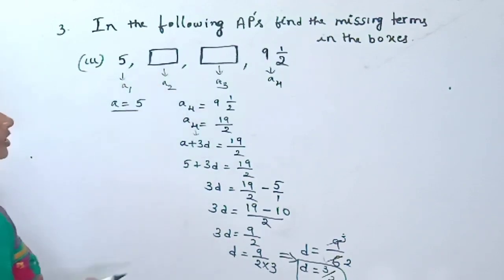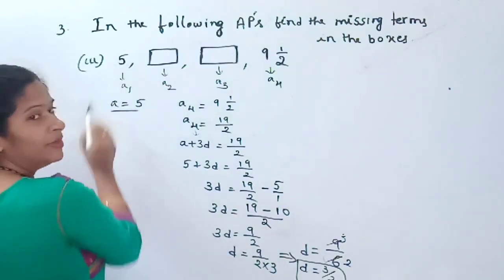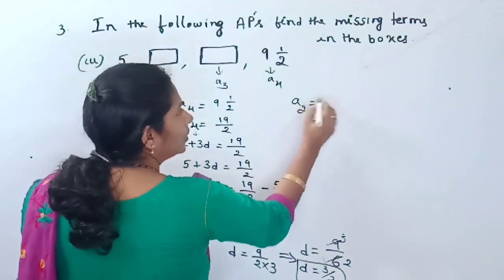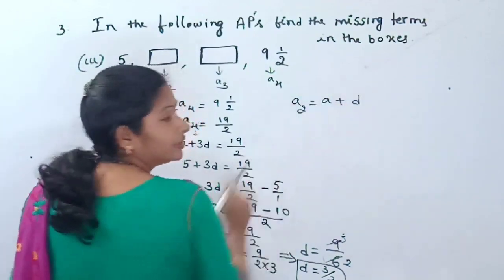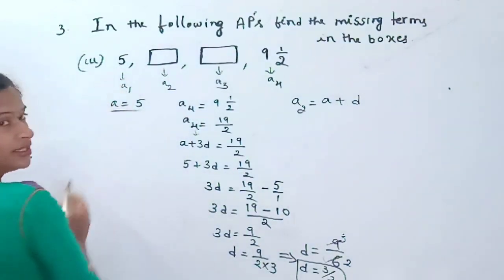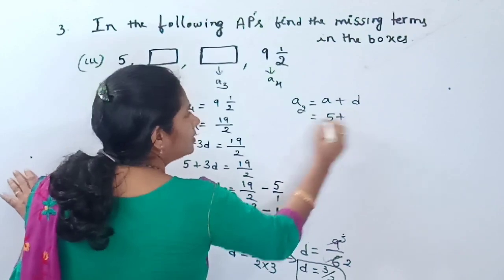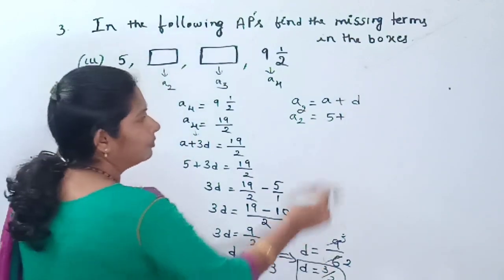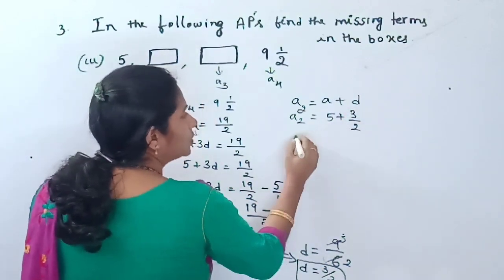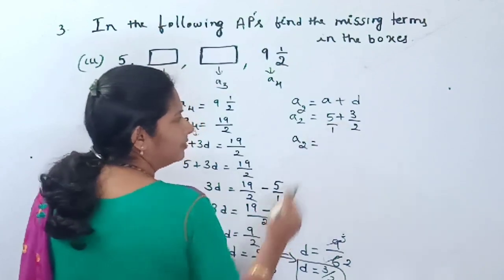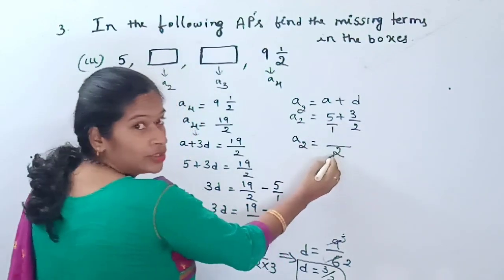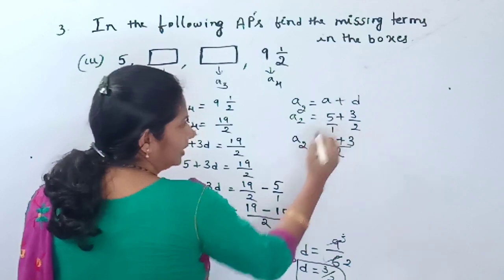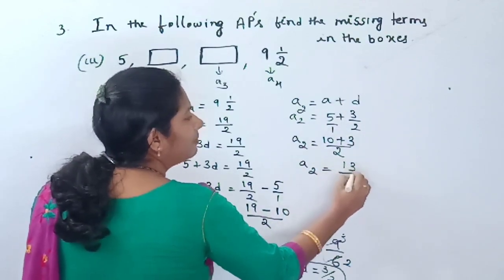Now we have to find its second term. A2 value you have to find out. How will you find the second term? Add the common difference to the first term, you will get the second term, isn't it? So A2 equal to A plus D. The first term you know already, children, that is 5, plus D. So 5 plus common difference, how much did we get, children? It is 3 by 2. So the second term: take the LCM, 1 and 2 LCM is 2, 1 2s are 2, 2 5s are 10, plus 3, so the second term is 13 by 2.